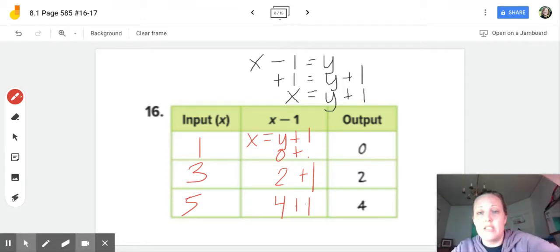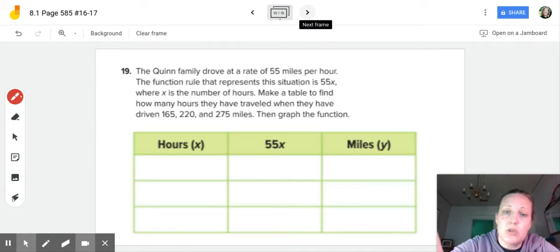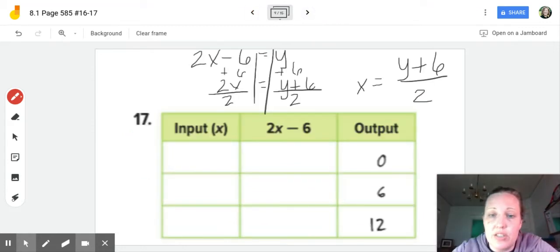So number 17, we're going to do the same way. And this function is a little more complicated. So we're going to look at these inverse operations here. 2x minus 6 is actually equal to y, because remember that output is our y. And we're going to use inverse operations to figure out what x has to be equal to.